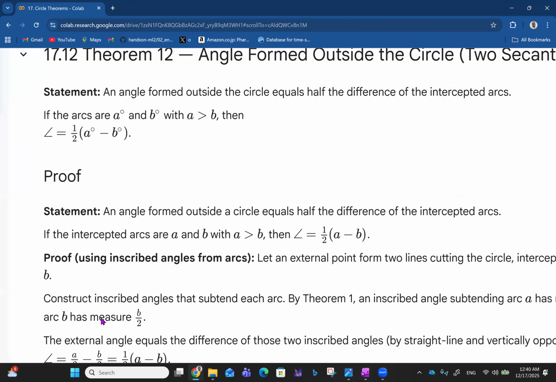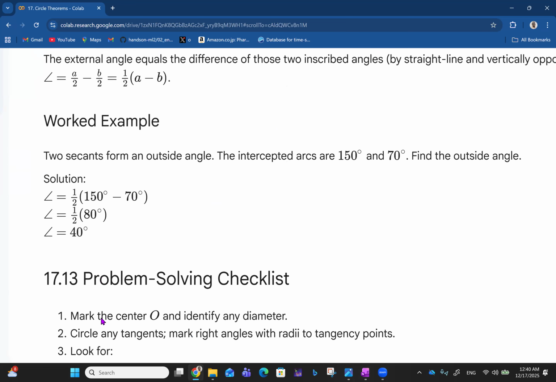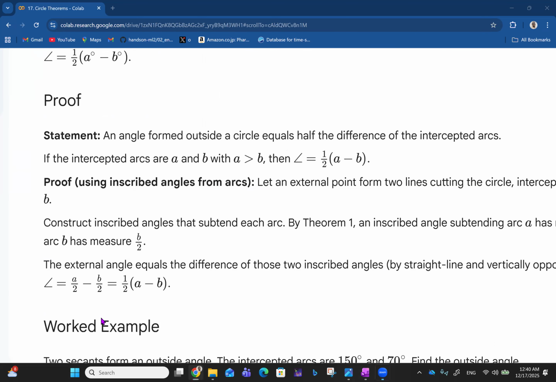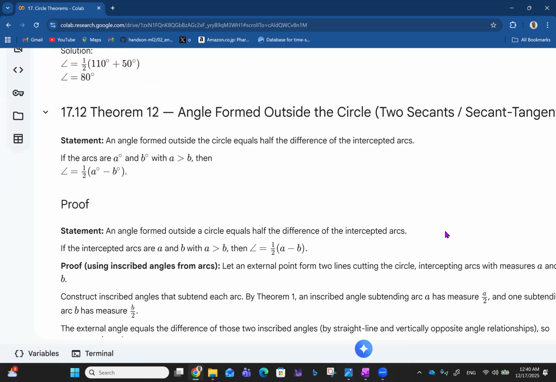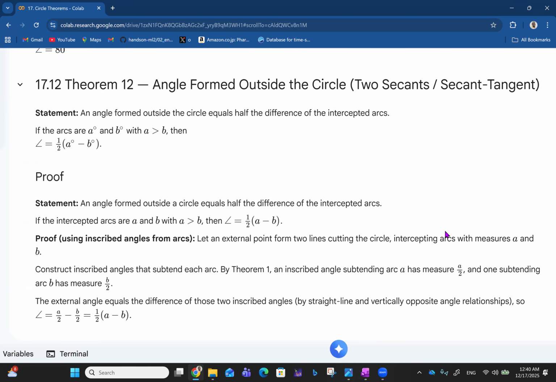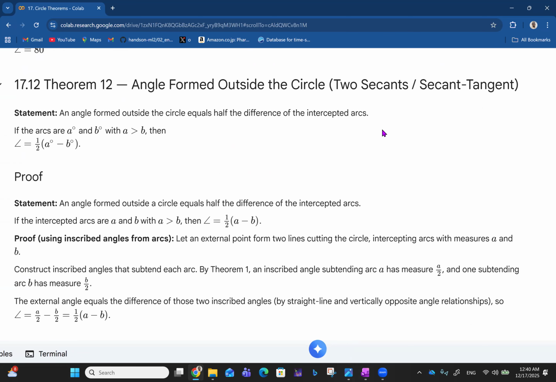And that takes us to the last theorem. Yeah, thankfully, the last theorem. It's been a long journey, but we're almost done. So, angle formed outside the circle, talking about maybe from two secants or from secants or tangents.